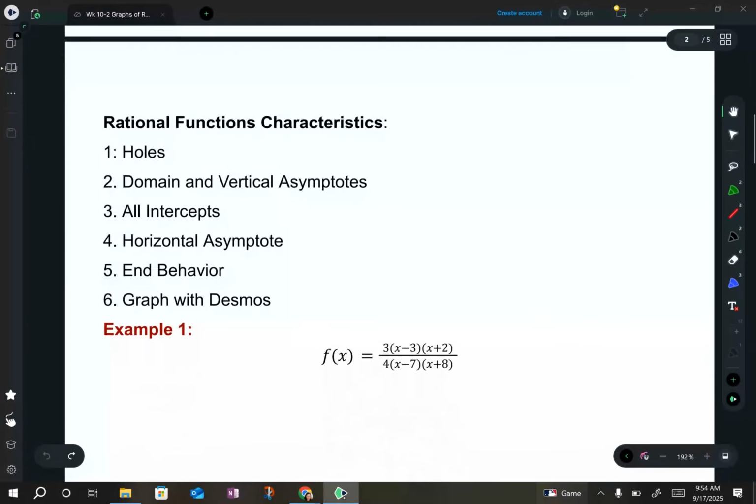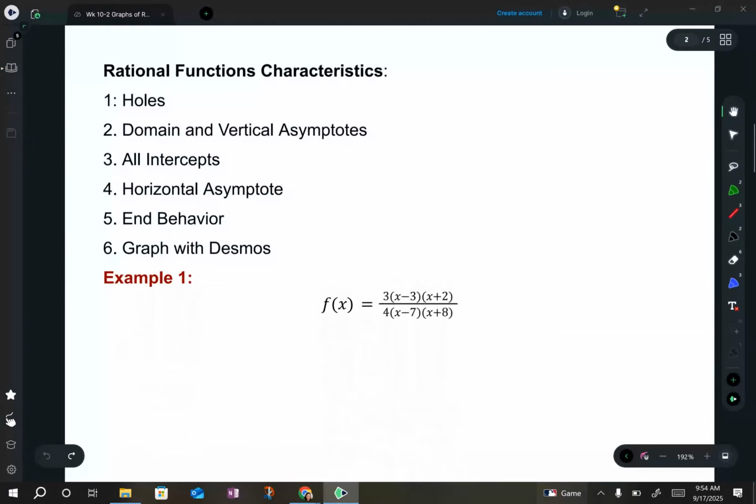All right, so there are 6 main characteristics that we need to check in all rational functions. Those are holes, or removable discontinuities; domain and vertical asymptotes, which go hand in hand; all the intercepts; the horizontal asymptote; end behavior; and graphing with Desmos. So those are all the topics that we're going to go over.